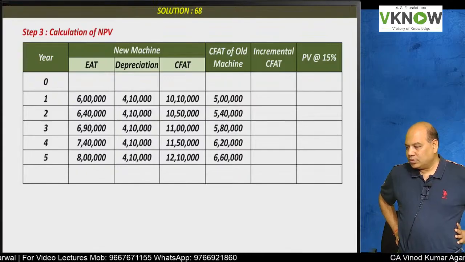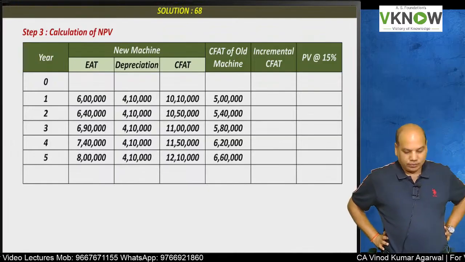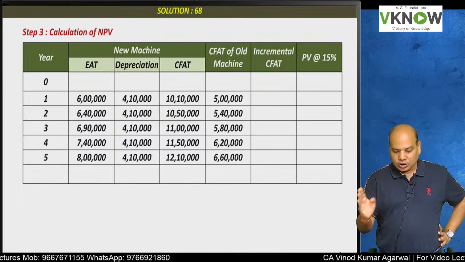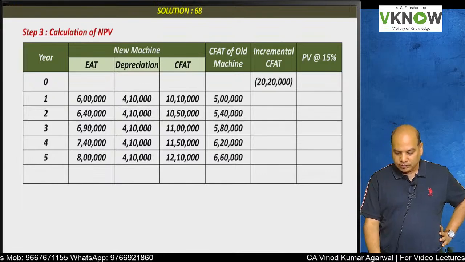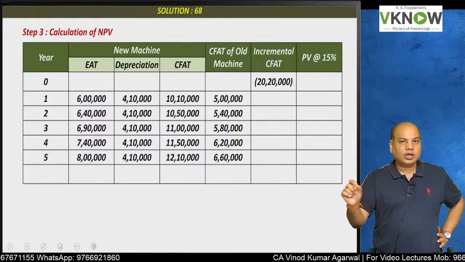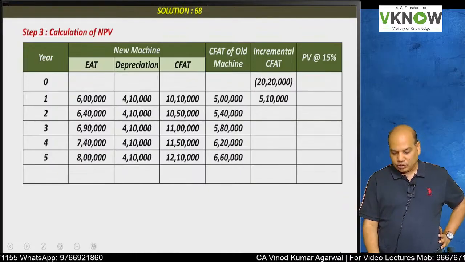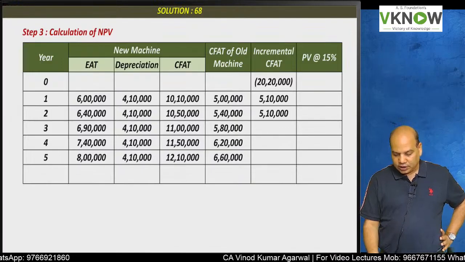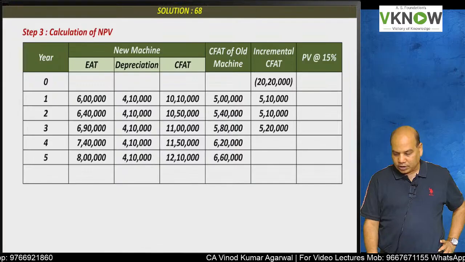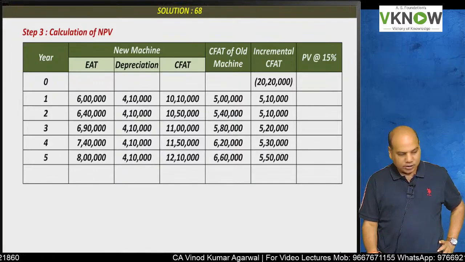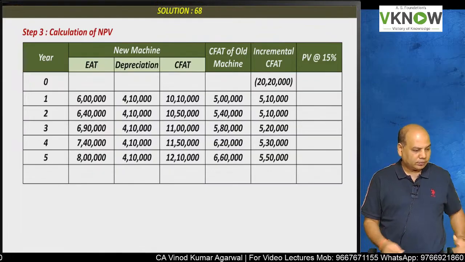Now my job is done. You will find first the incremental CFAT: the difference between CFAT of the new machine and CFAT of the old machine. In year 0 also write down the outflow of 20,20,000. Year 0 outflow. Then incremental CFAT 5,10,000, 5,10,000, 5,20,000, 5,30,000, 5,50,000.